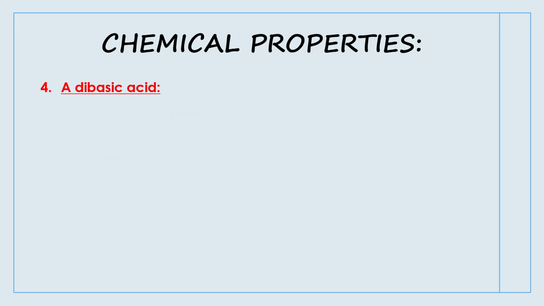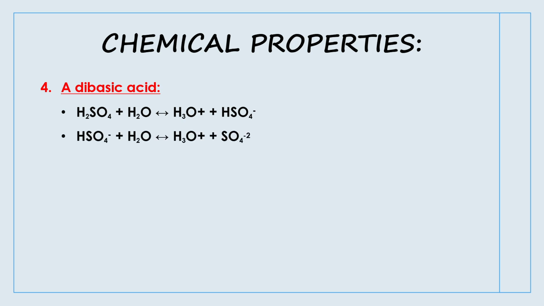The fourth property we have is the dibasic property of the acid. Sulfuric acid has 2 protons, so when it reacts with water or dissolves in water, the first proton is released and then in the next step, the second proton will be released. So it can also be called a diprotic acid. It gives 2 protons, so it will eventually react with 2 hydroxyl ions.